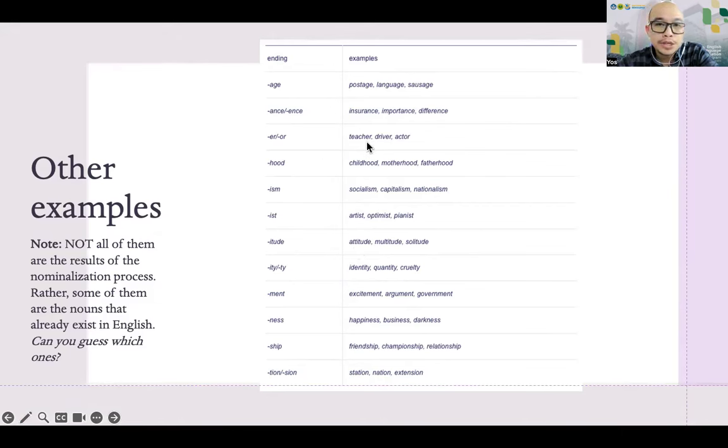But teacher comes from the verb teach. And we add the ending er to the word, it becomes teacher. Something like that. Can you guess other examples of words that are not the results of the nominalization process? Can you separate them from the words that come from other parts of speech? So that is your job to do after listening to this lecture or this session.